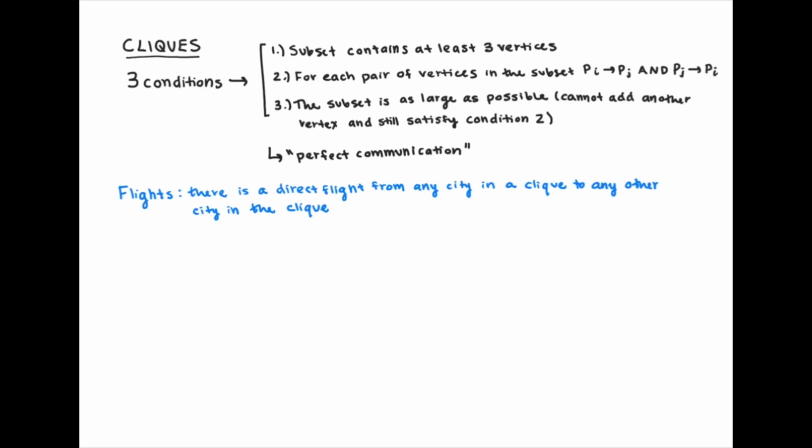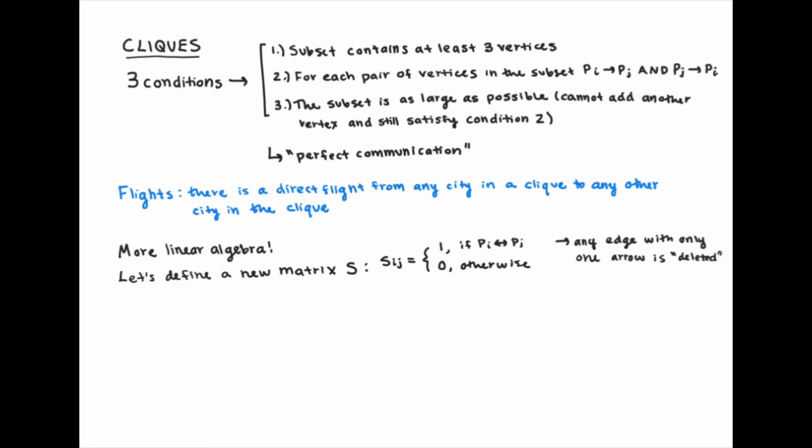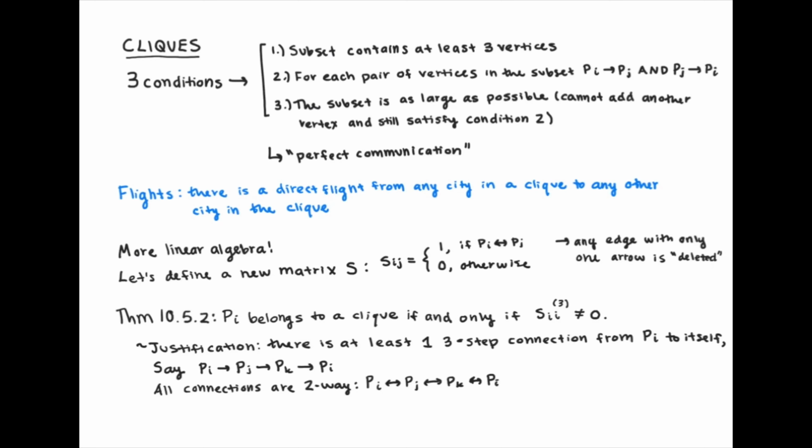But how can we identify a clique? In order to identify cliques, we define a new matrix S. The entries are 1 if Pi and Pj connect in both ways, or 0 otherwise. This means that any edge with only one arrow is basically deleted. This brings us to Theorem 10.5.2, which states that Pi belongs to a clique if and only if the ith term of S cubed is not 0. Here's a justification for that.